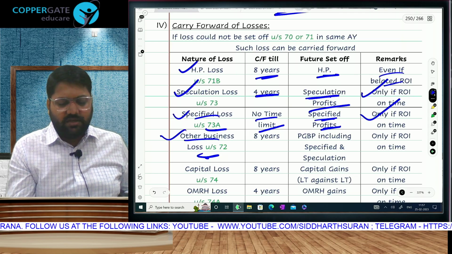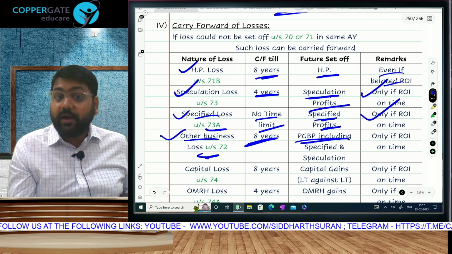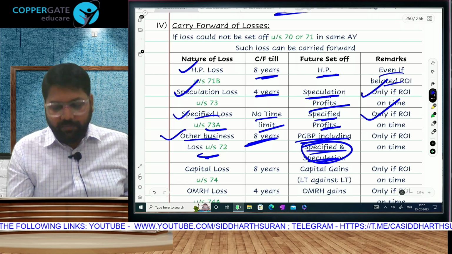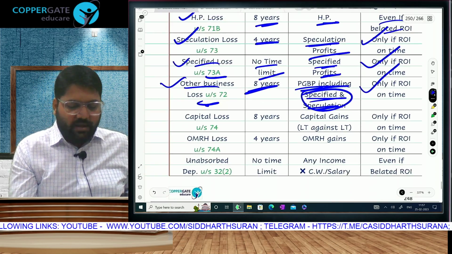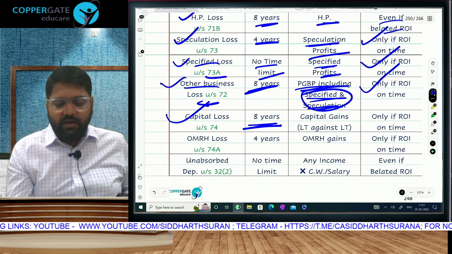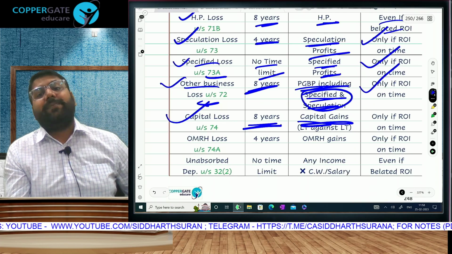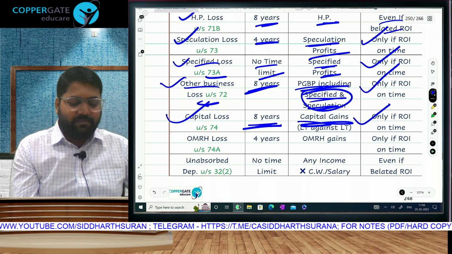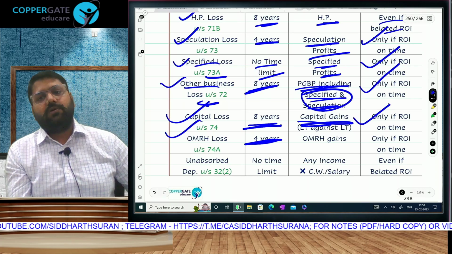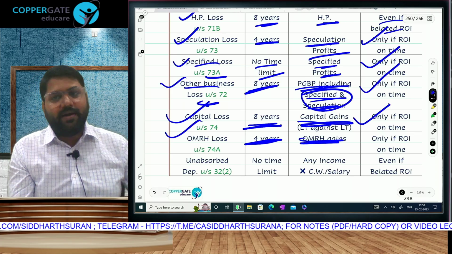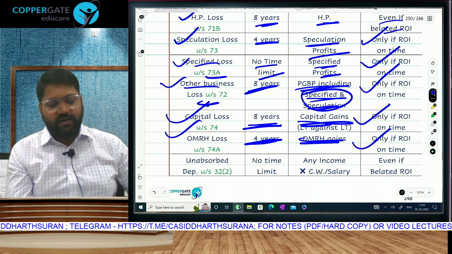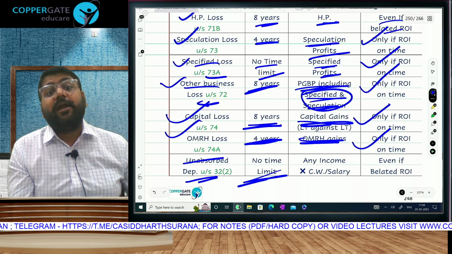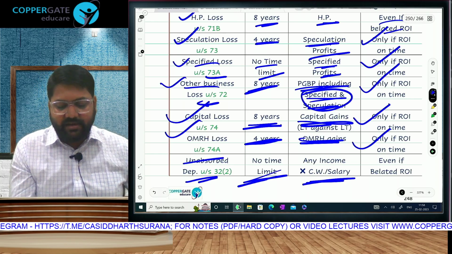Other business losses, you can carry forward for 8 years against PGBP, including these profits, because your restriction is on losses, not on profits. Return has to be filed on time. Capital losses can be carried forward for 8 years, but only adjust against capital gain. In that also long term against long term, return has to be filed on time. OMRH losses can be carried forward for 4 years, only against OMRH gains, only if return is filed on time. Unabsorbed depreciation, unlimited carry forward. You can adjust it against anything except salary and casual winning.